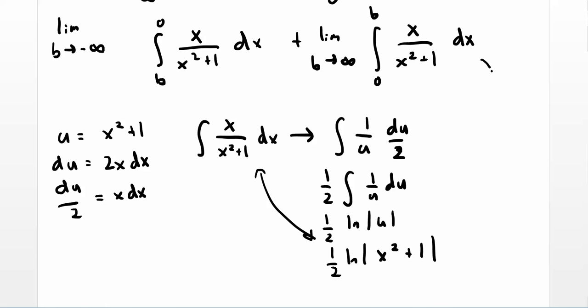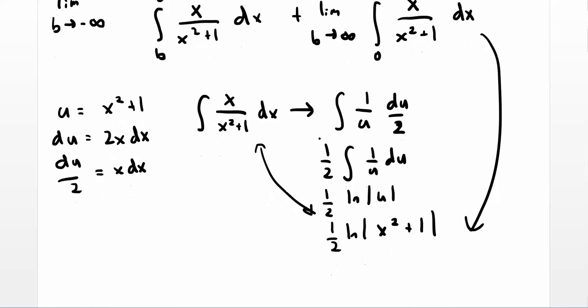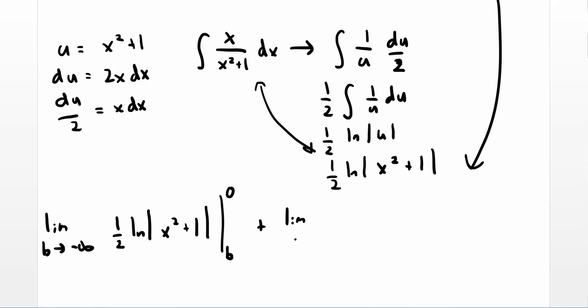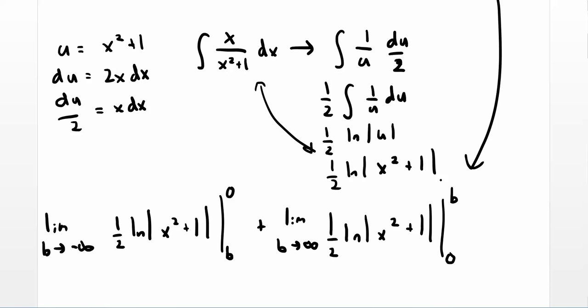So we're going to skip some lines and go straight to here. We get the limit as b goes to negative infinity of 1/2 natural log of the absolute value of x squared plus 1 evaluated from b to 0, plus the limit as b goes to infinity, same antiderivative, 1/2 natural log of x squared plus 1 evaluated here from 0 to b.